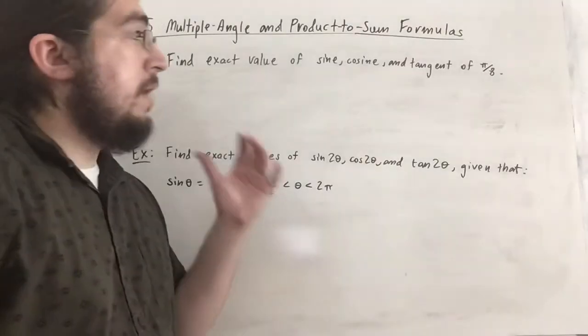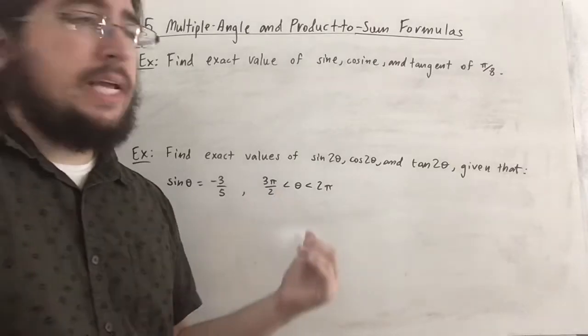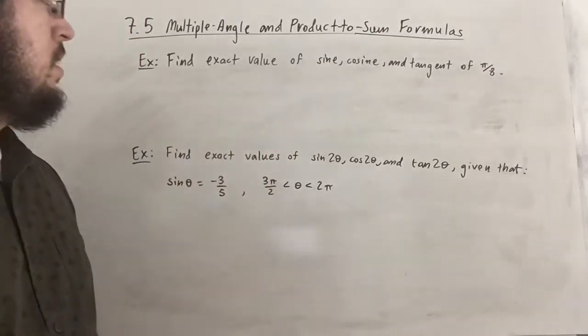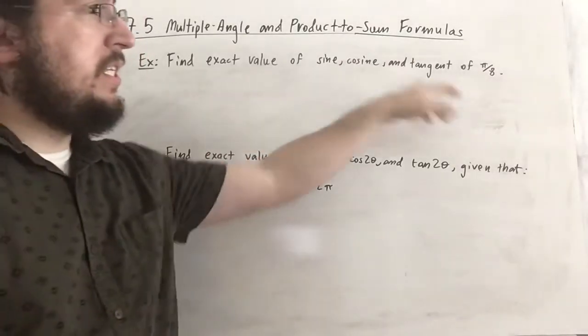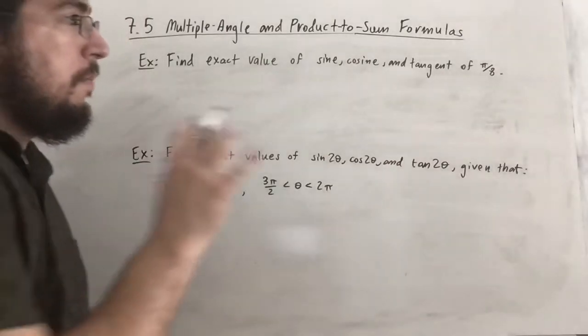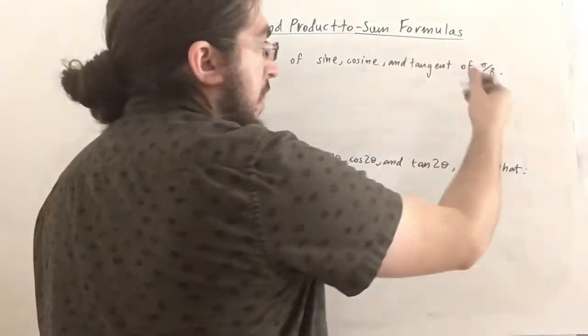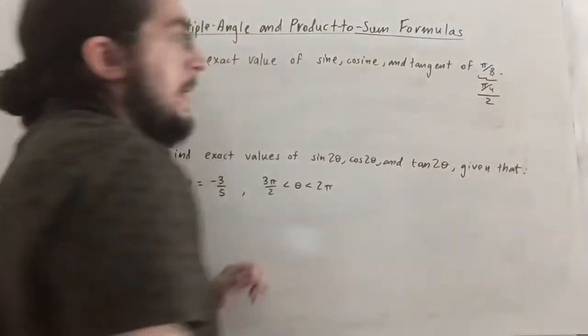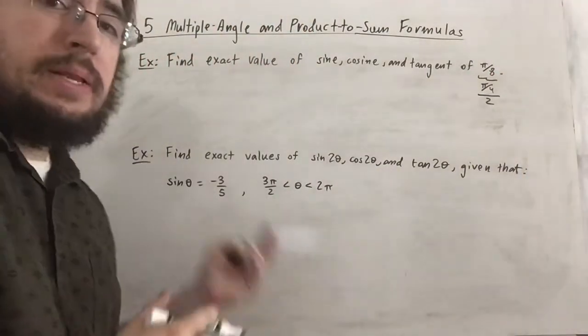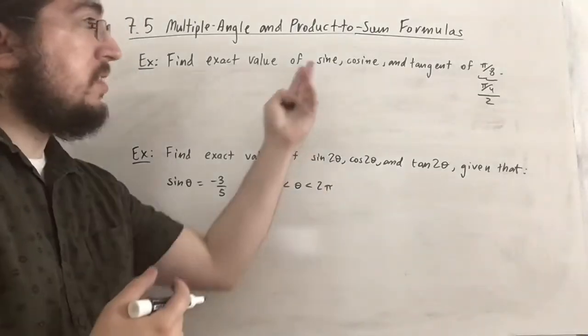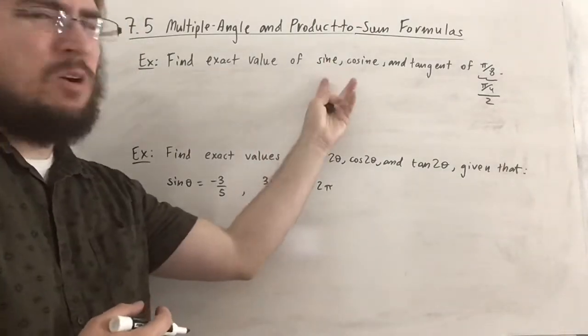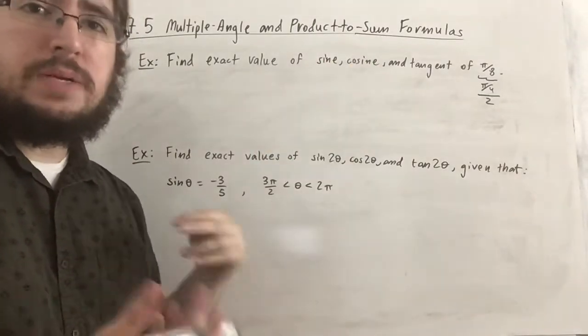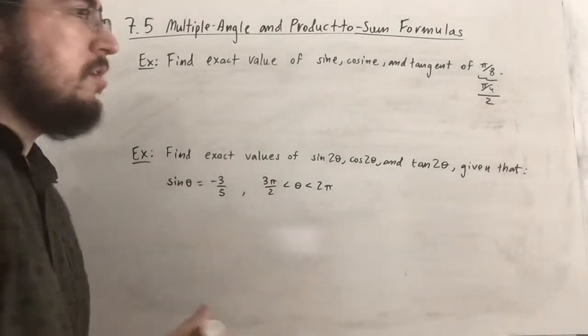All right, so here we're asked to find the exact values of sine, cosine, and tangent. Let's take a look at the first one. We want to find the exact value of sine, cosine, and tangent of pi over 8. Now, pi over 8 is half of pi over 4. So this is pi over 4 over 2, basically. So that being said, we need to use the half angle formulas for sine and cosine. And then once we have sine and cosine, we can just divide to get tangent, because tangent is sine over cosine.